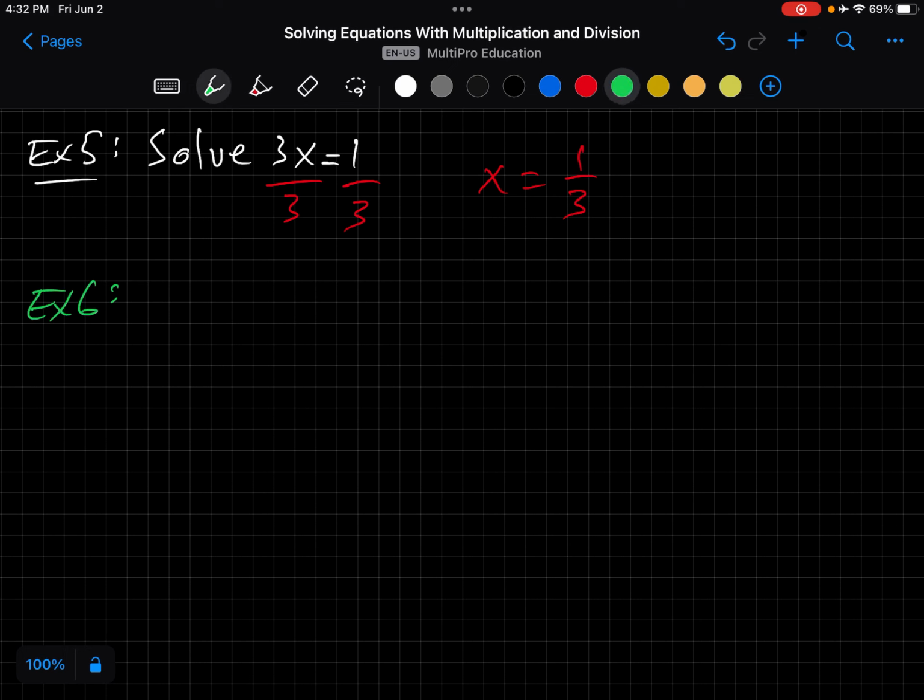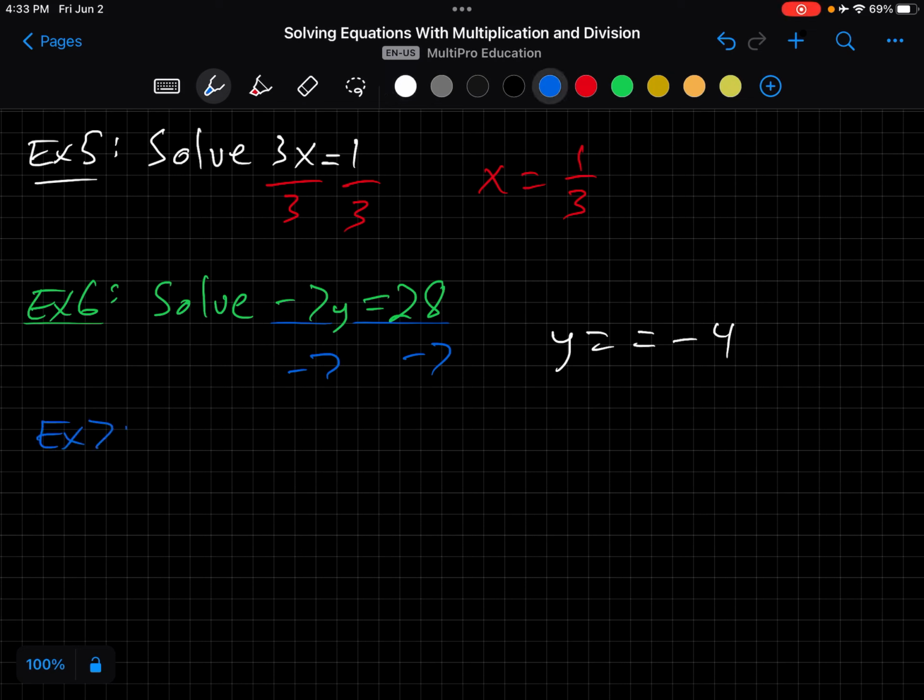Let's look at example 6. We can't even read what that says. Okay. We want to solve minus 7y is equal to 28. So let's divide each side by minus 7. Okay, if we do that, minus 7 divided by minus 7 is just 1. So we get y is equal to 28 divided by minus 7, which is minus 4. Because one is positive, one is negative. Alright, let's look at one last example and we will call it a day.